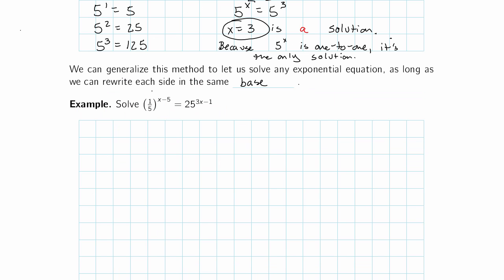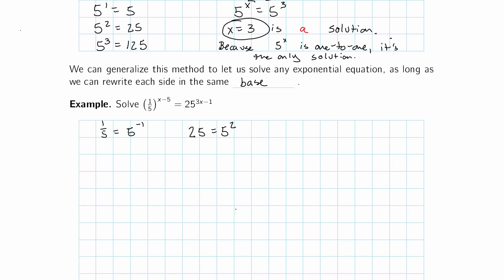So here's an example. 1/5, we know that 1/5 is 5 to the negative 1. So we think, okay, powers of 5 are what we're dealing with here. Can we write 25 as 5 to the something? Well, yeah, 25 is 5 squared. Coming up with those numbers requires some trial and error. We just need to guess what numbers we can take powers of on both sides.